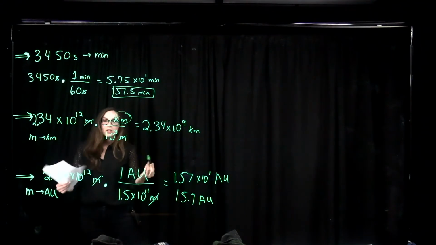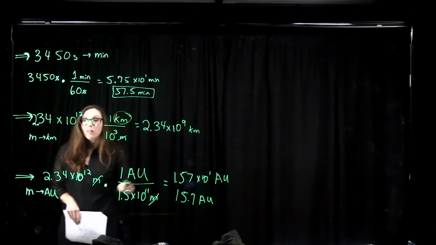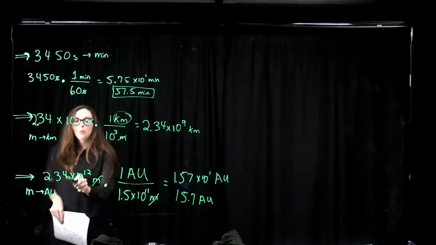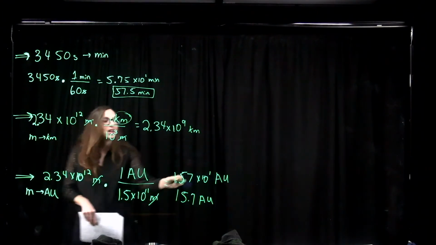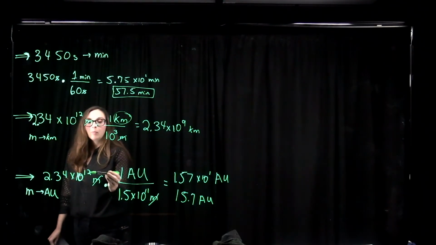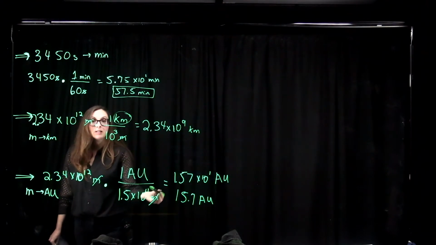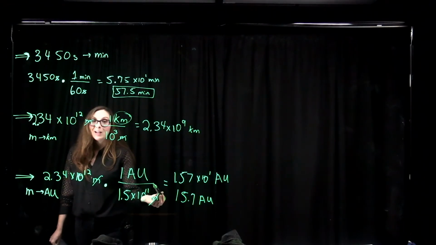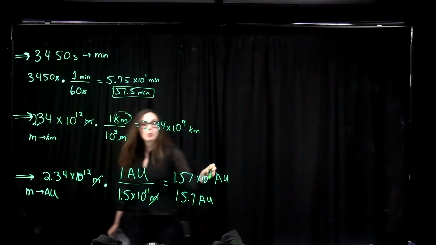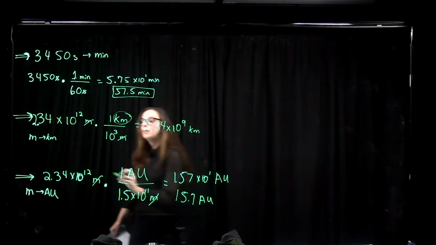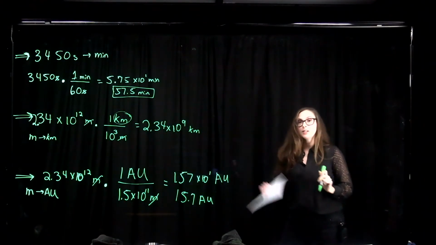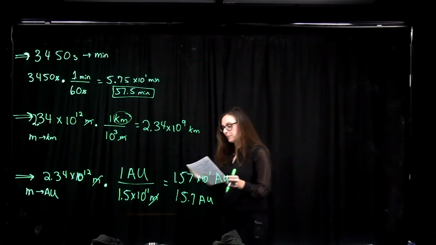Now, if you don't have your calculator with you, or you don't have a scientific calculator, you can still take 2.34, divide it by 1.5, that's your 1.57, and then because we're dividing this number times 10 to the 12 by this number times 10 to the 11, we subtract the exponents. So the exponent here would be 1 because 12 minus 11 is 1, okay? Well, that's another way you can do it if you don't have your calculator.